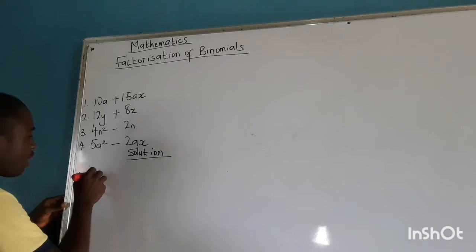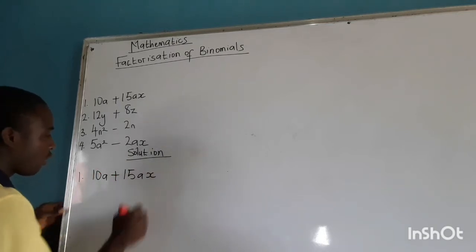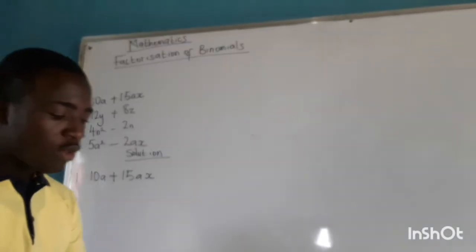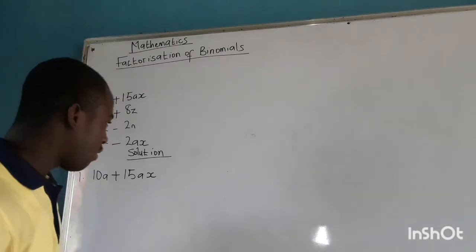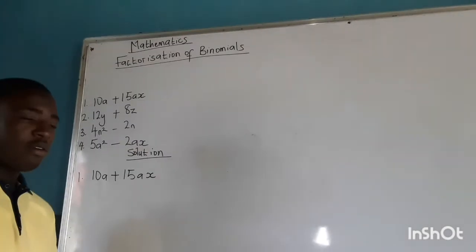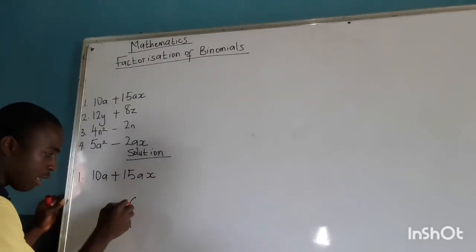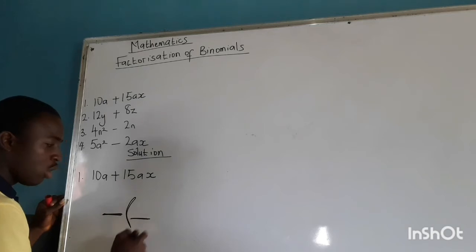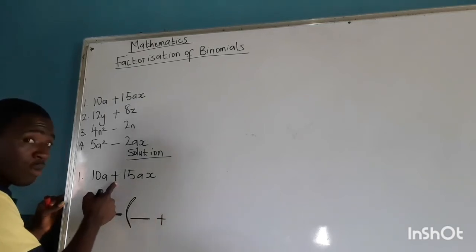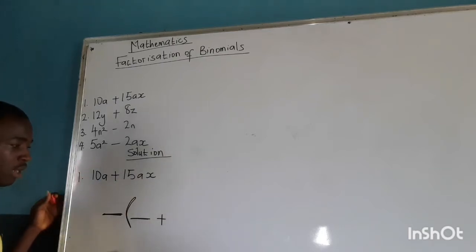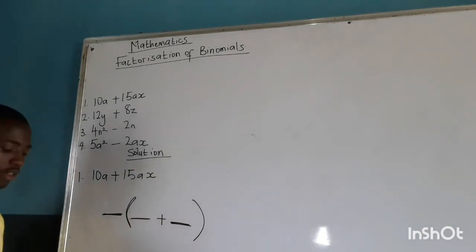For number 1, you have 10a plus 15ax. Now to solve a question like this, since we are trying to put something inside brackets, it takes a particular format. So now you write that format here. Something will be outside, you open your brackets, something will be inside, you put a sign here, either plus or minus. Let's put plus, depending on the sign or signs they are giving. Then another thing will be here, then you close your bracket. This is the format this one takes.